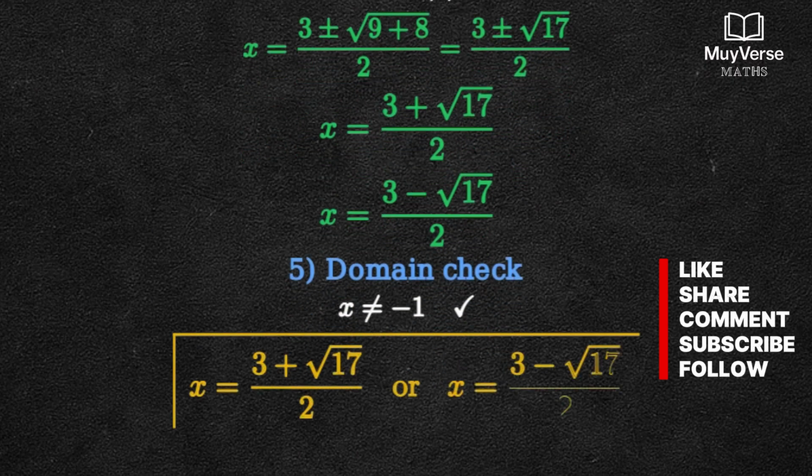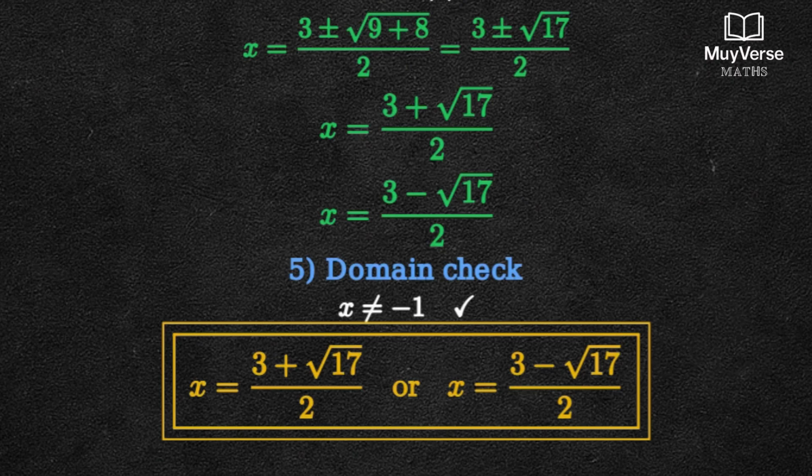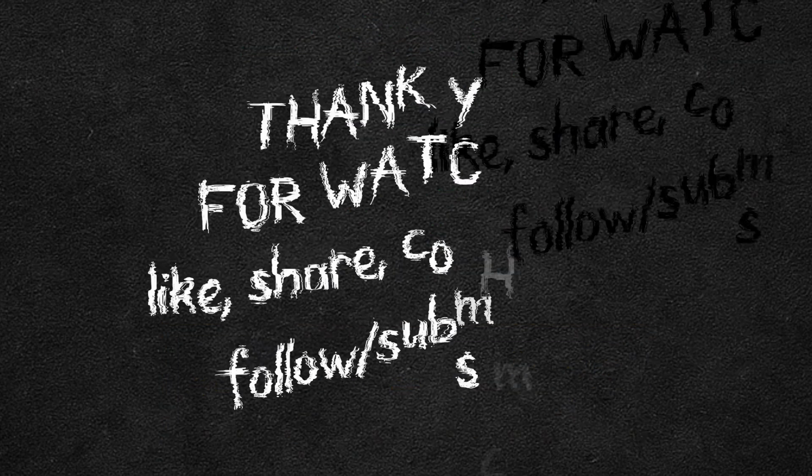Answer: x equals 3 plus the square root of 17 over 2, or x equals 3 minus the square root of 17 over 2. Thank you for watching.